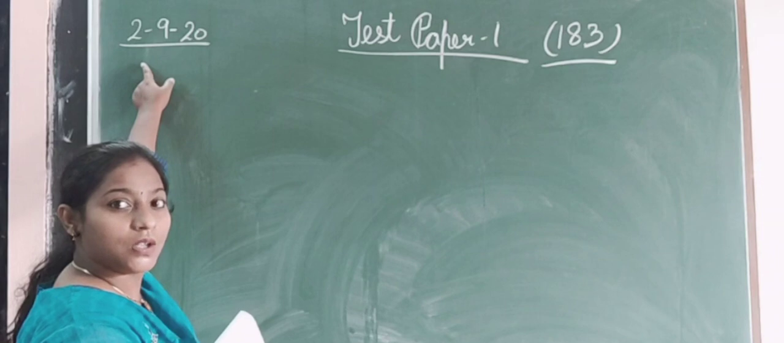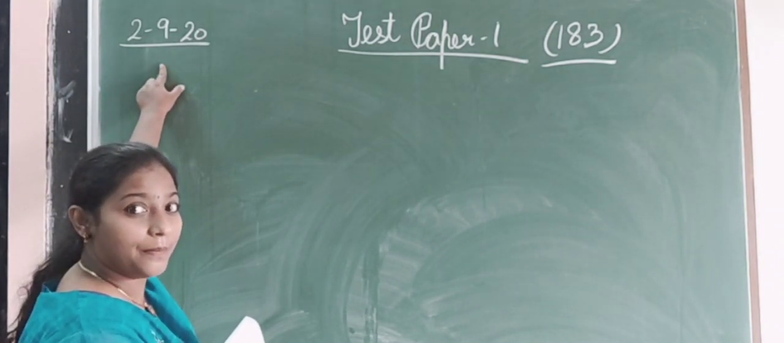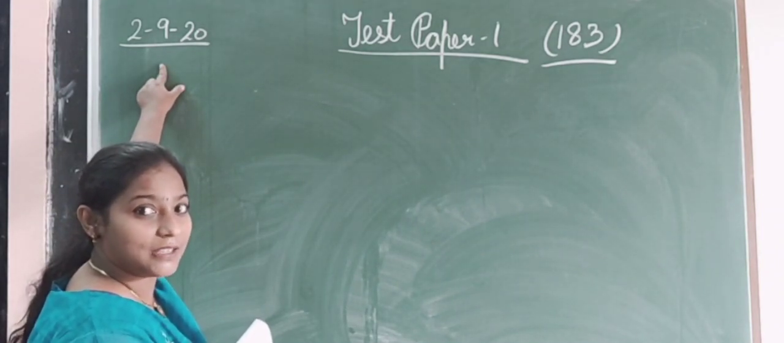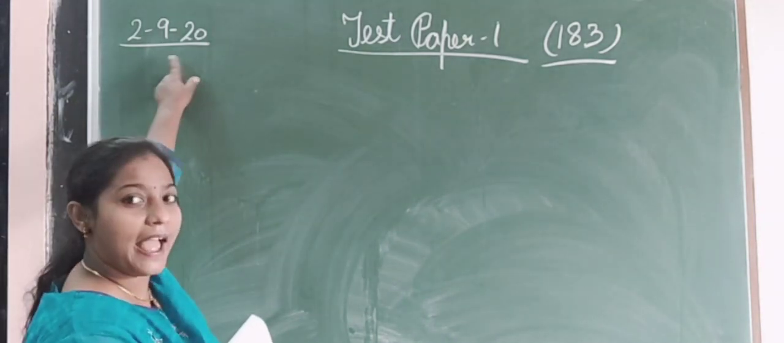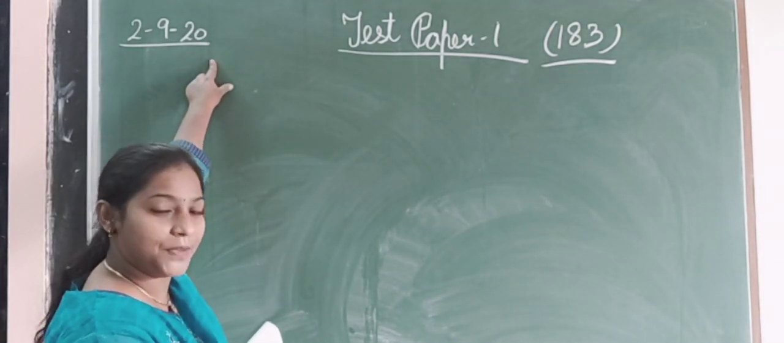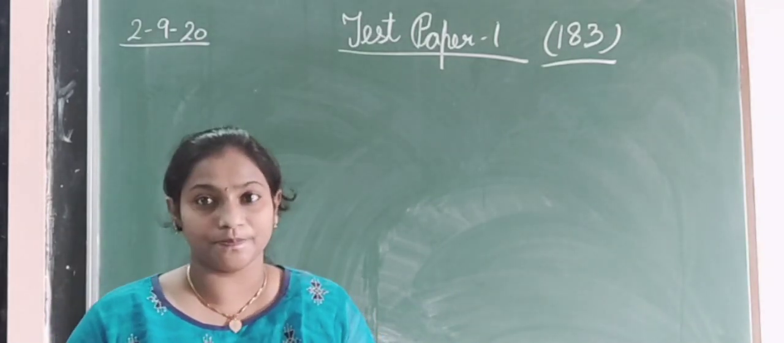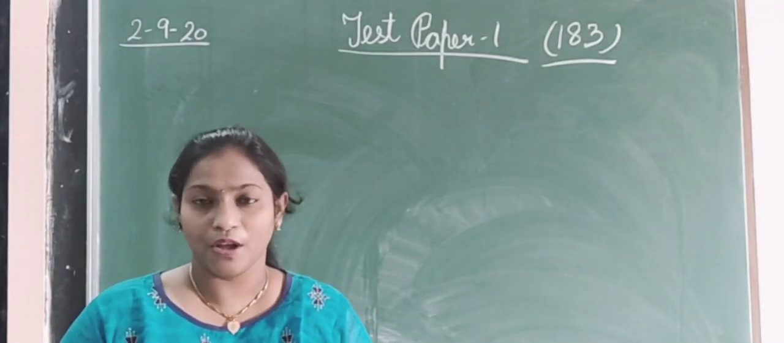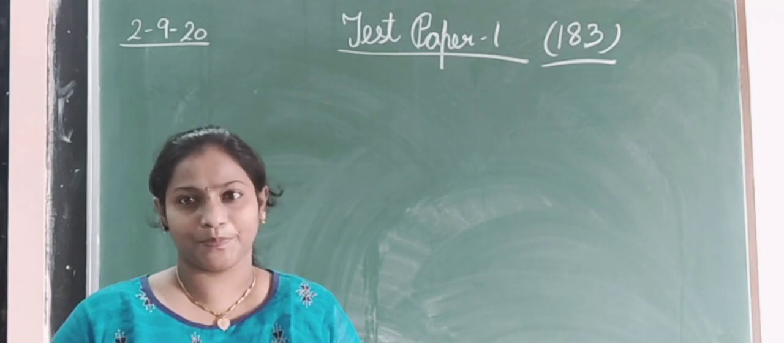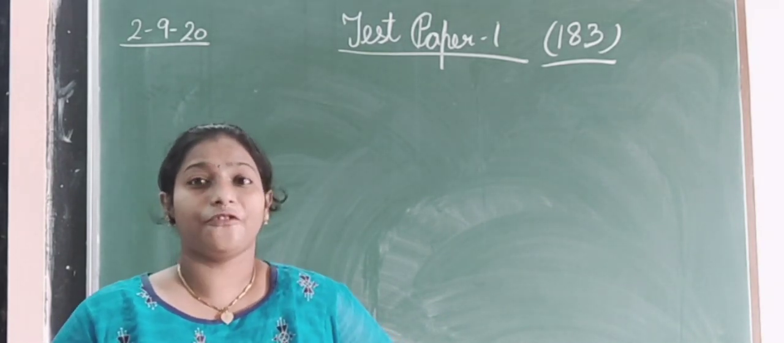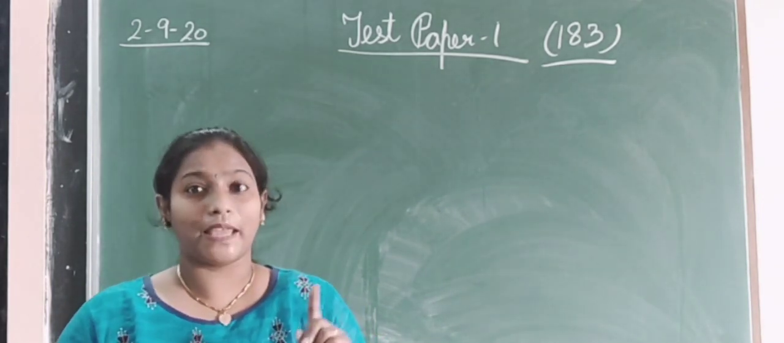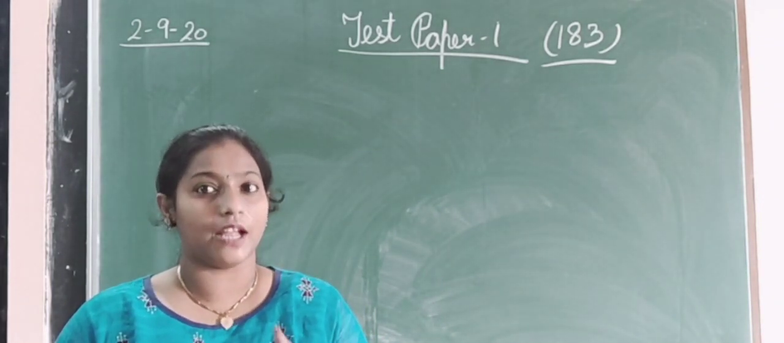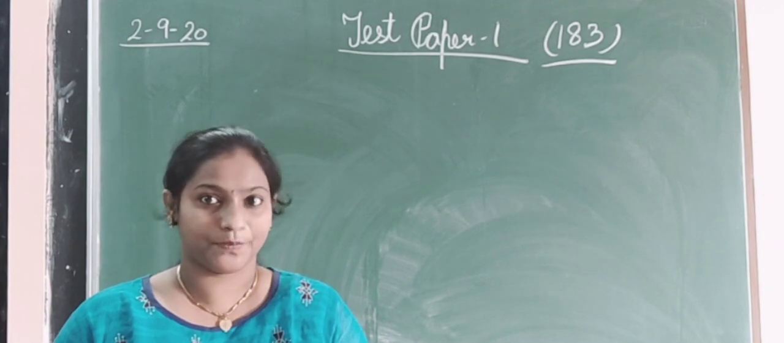Today's date is 2 September. September is the 9th month, right? So 2, 9, 2020. I hope you all have written. You are all ready now, so let's get going quickly. You have to keep your pencil where ma'am is reading, and you are going to read along with me.